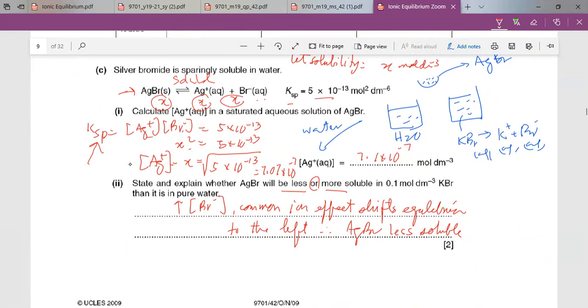Now here again, I explain whether AgBr, which is a solid, is less or more soluble in 0.1 mole of KBr. Now this is water, and this is your KBr.